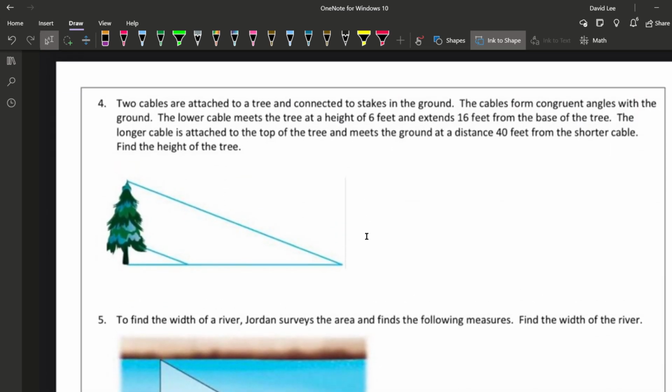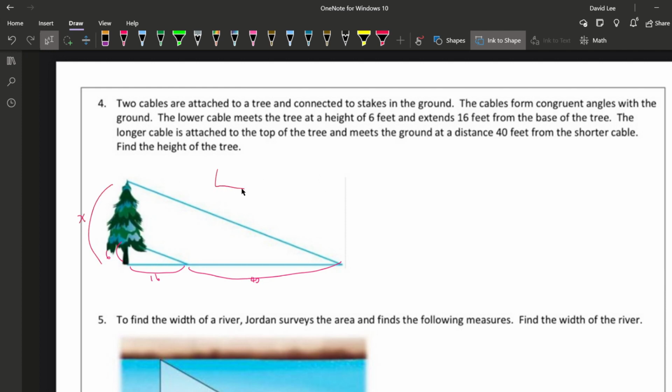Right? Okay. Then this question, two cables. The lower cable meets the tree at a height of 6. So this is 6. And extends 16 feet from the base of the tree. So this is 16. And then the longer cable is attached and meets the ground at a distance 40 feet from the shorter cable. So this is 40. Find the height of the tree. So height of the tree is this whole thing. We'll call this whole thing x.